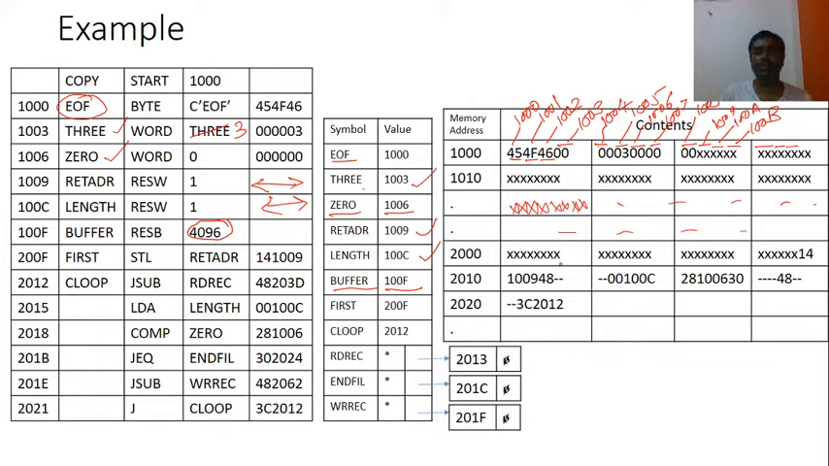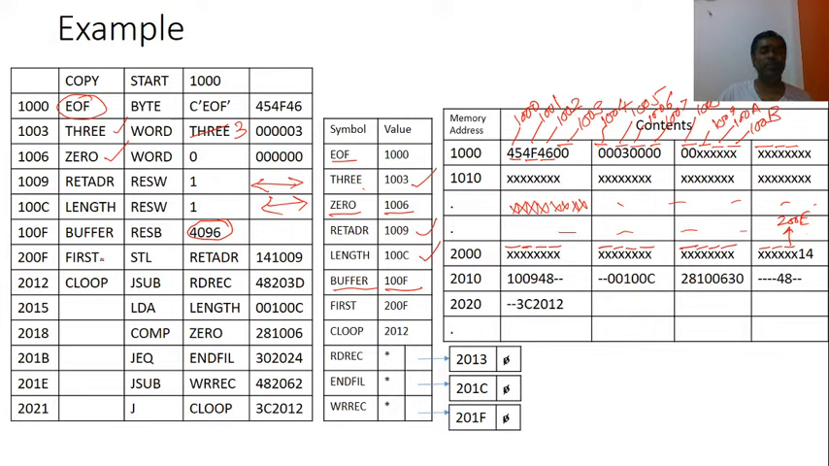So you can see here, this is 2000, 2001, 2002, 2003, 2004, 2005, 2006, 2007, 2008, 2009, 200A, 200B, 200C, 200D, 200E. Or you can say this is the 200E address. Now at the 200F address there is a label FIRST.